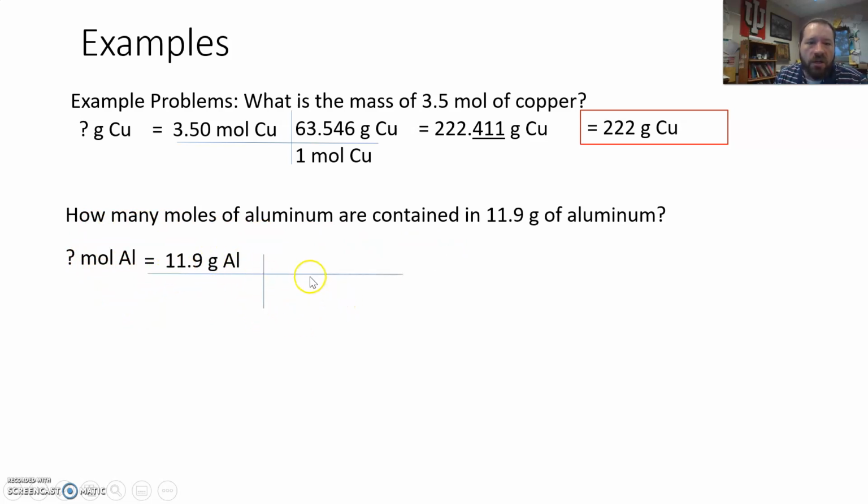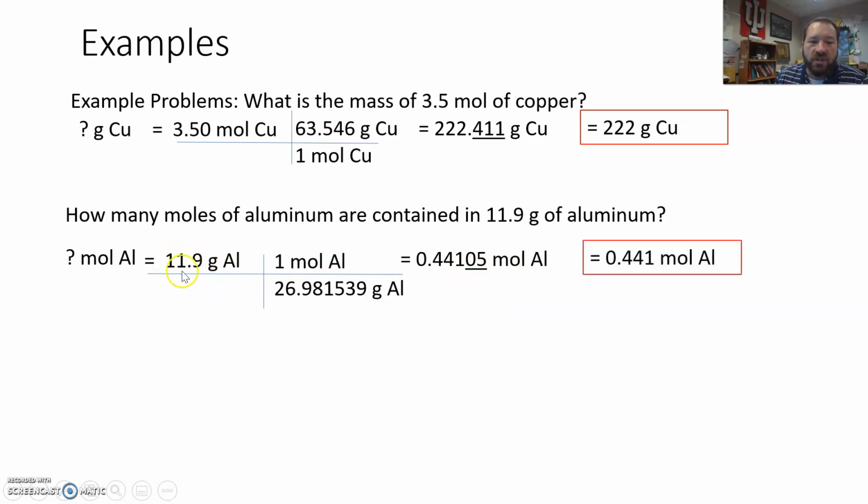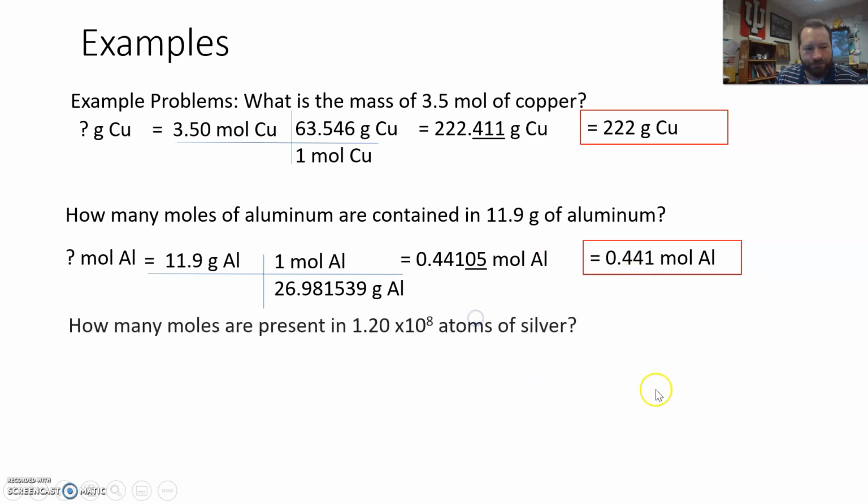Okay, this time I know I need grams on the bottom because I need to get it to cancel out. So that value off the periodic table is 26.981539 grams of aluminum per mole of aluminum. We do the division there and we get 0.44105. We only wanted 3 significant digits, so that 0.5 is insignificant, and we should just have 0.441 moles of aluminum.